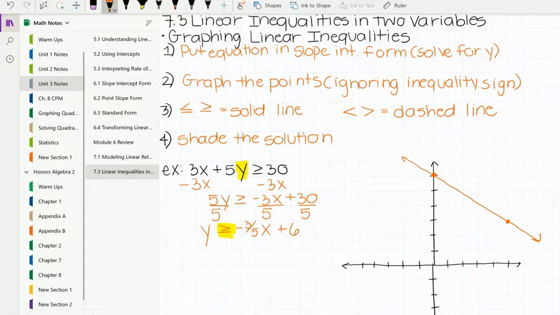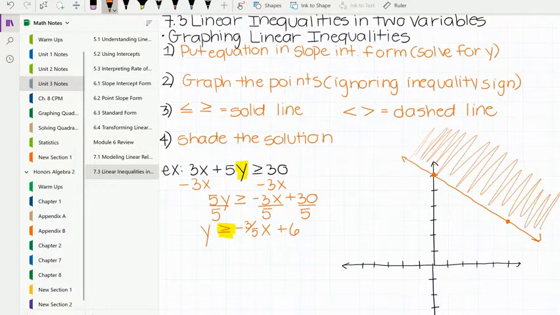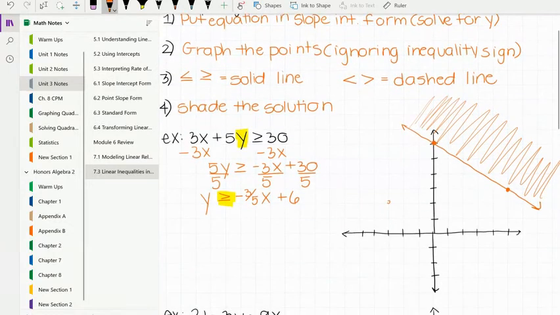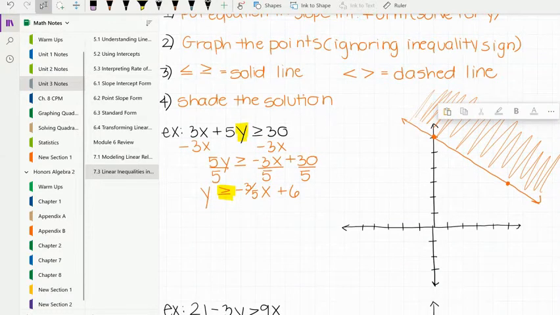So lastly, we have to do our shading. Now, if you look at the equation, it says y is greater than. So you want to shade everything greater than the line, which would be above the line. So for this inequality, anything on the line makes the inequality true. So any point on the line, and then any point above the line also makes the inequality true. But if I have a point over here, that doesn't make the inequality true. A point even right next to the line doesn't make the inequality true. So it has to be on the line or above the line.